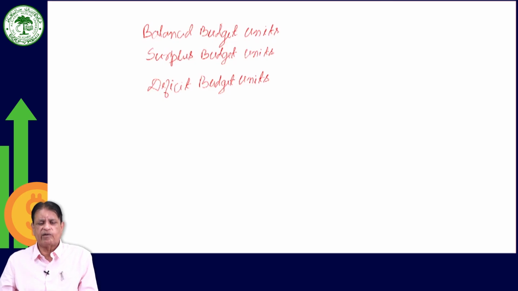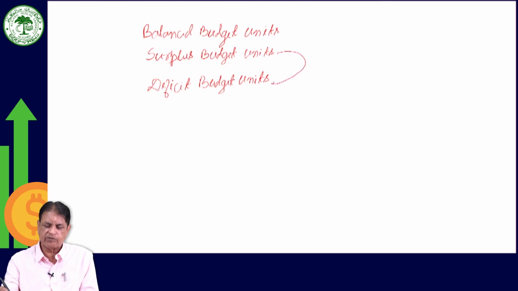So what is the problem here? The problem here is how to transfer the surplus from the surplus budget units to the deficit budget units, because they have surplus funds which they can spare and the others need funds. So the transfer or channelizing of these funds is from surplus budget units to the deficit budget units.